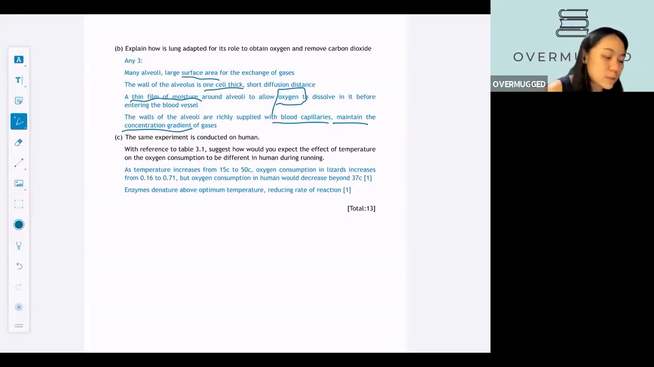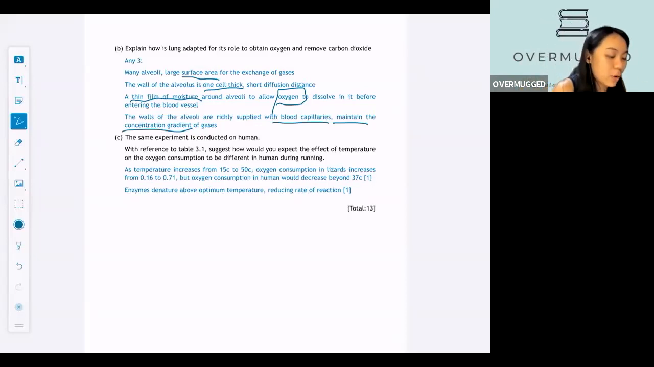The same experiment is conducted on human. Okay, so this is the kind of question that I would call the application question, because it is not very obvious in your notes. Even my curated notes, I also don't write this kind of thing, right? Because it is not supposed to be the basic of basic, like your learning outcome stuff.